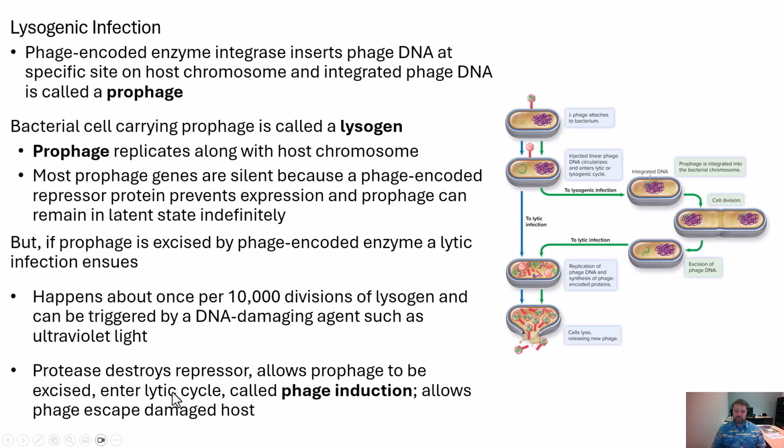When the repressor is removed or destroyed, it starts that lytic infection cycle, and that really allows the virus to get out of a poor situation. That host is probably being damaged, that host is not doing well, and that virus can make copies of itself and get out and affect a different host.